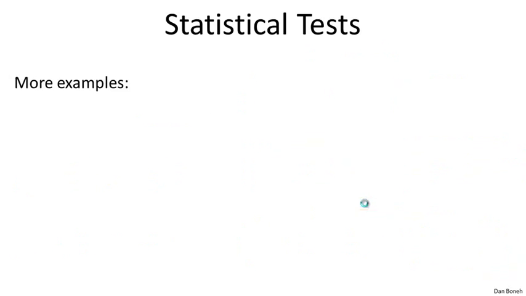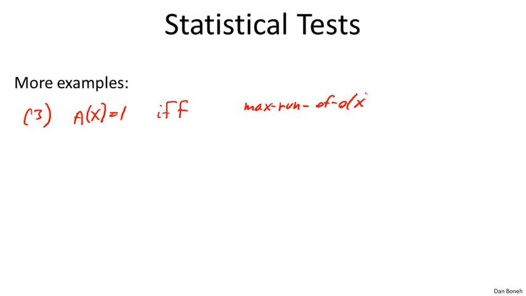Let's look at one more example of a statistical test, just to show you that basically statistical tests can pretty much do whatever they want. So here's a third example. Let's say that the statistical test outputs 1 if and only if, say, the biggest block, so we'll call this the maximum run of 0 inside of the string x. This is basically the longest sequence of zeros inside of the string x.